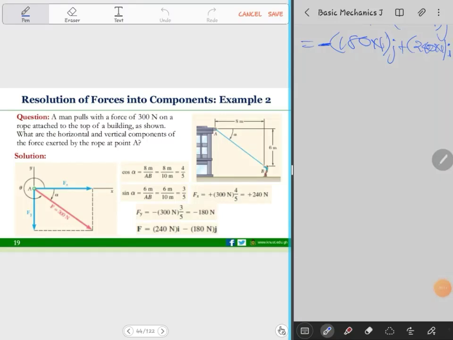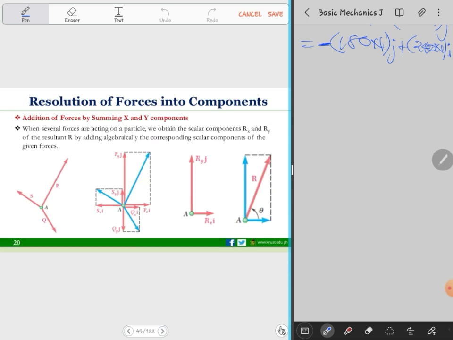Alright, so when you look at this particular example, you see that the man is pulling this wire, a cable, whatever. So you see there's only one force, right? And then when we're trying to get a resultant, we have to get the vertical component and then the horizontal component. These are just two, right? But there could be cases where it could be in this form, right?